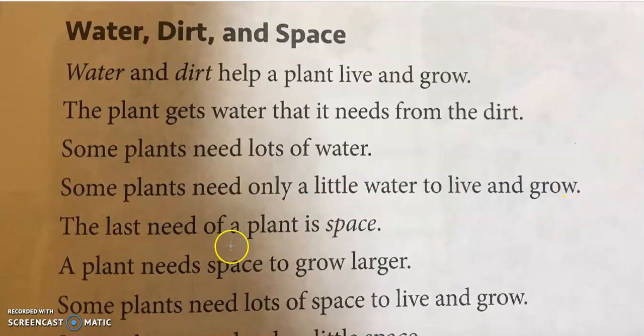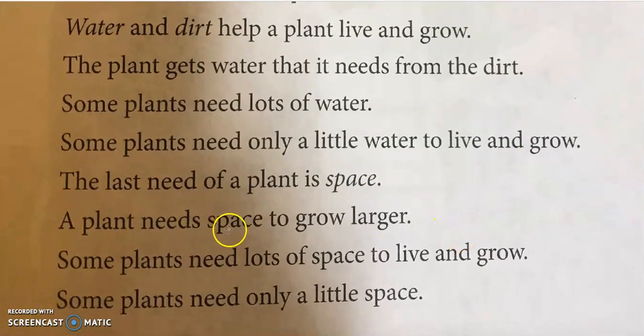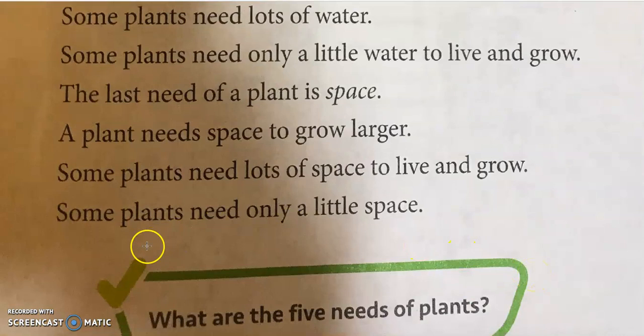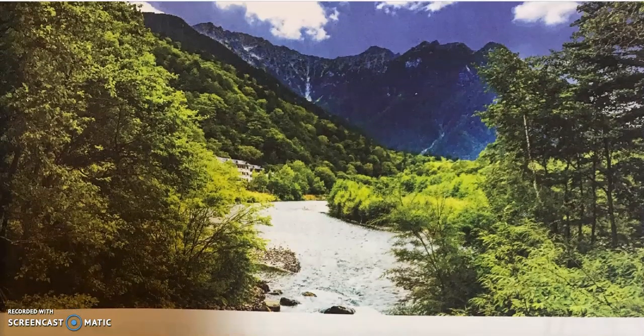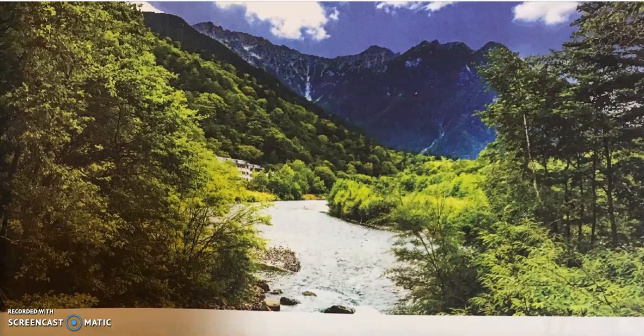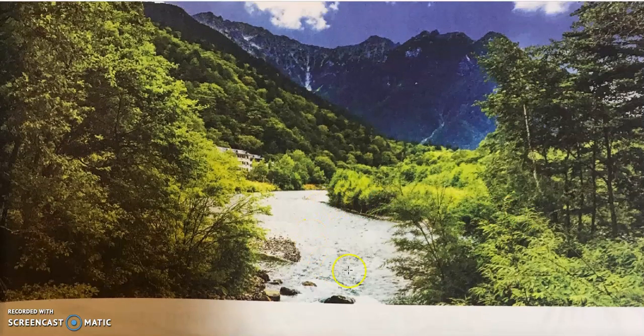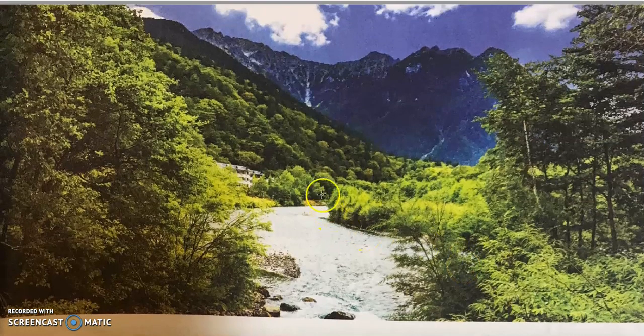The last need of a plant is space. A plant needs space to grow larger. Some plants need lots of space to live and grow. Some plants need only a little space. So water, dirt, and space. Ooh, right? Look at that. So there's water, dirt, and space for plants to live. And there's also light and air, even if we cannot see the air in the picture.